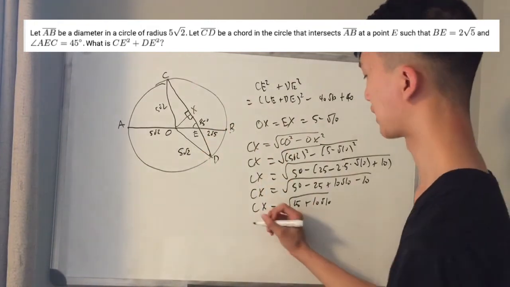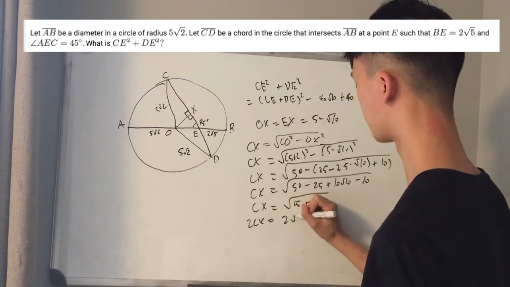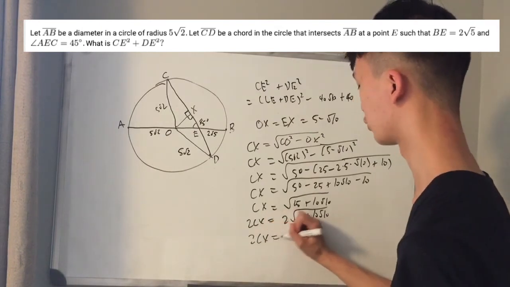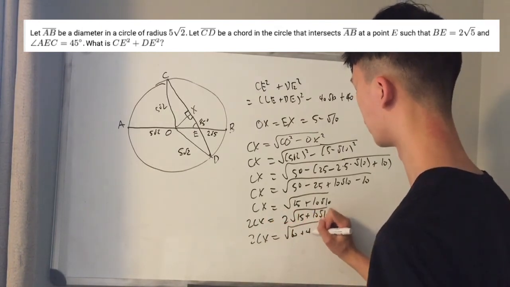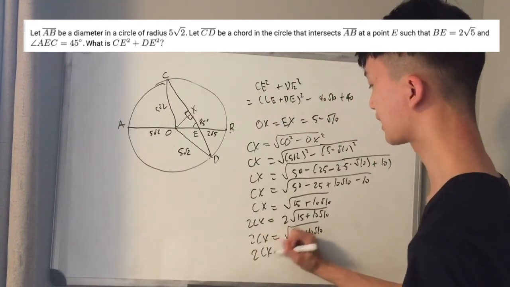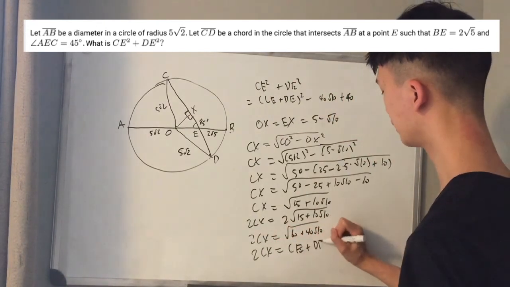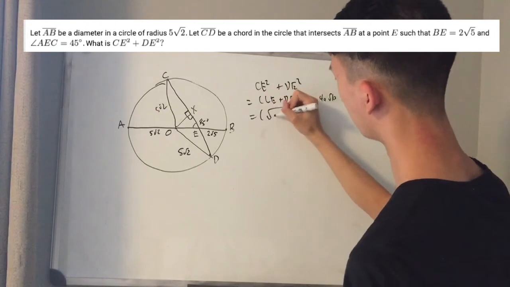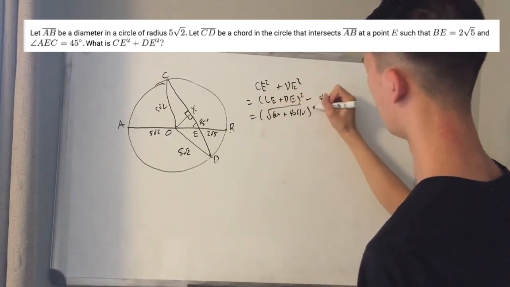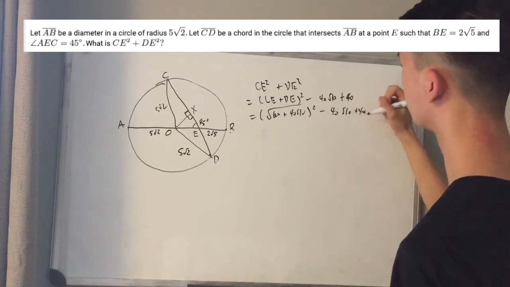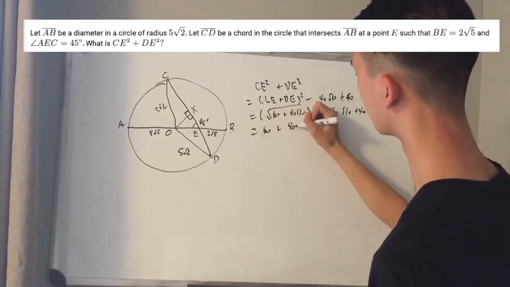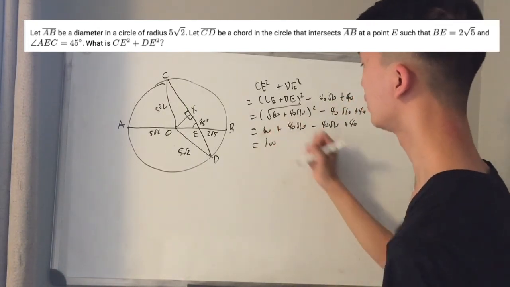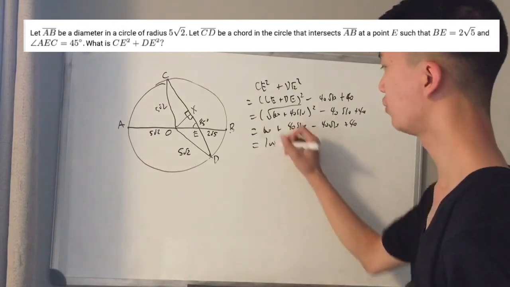So we get 2CX is equal to 2 times the square root of 15 plus 10 root 10. Distributing the 2, we get that 2CX is equal to the square root of 60 plus 40 root 10. And since 2CX is equal to CE plus DE, we can then substitute the square root of 60 plus 40 root 10 up here. And so the square root of 60 plus 40 root 10 all squared minus 40 root 10 plus 40. This is equal to 60 plus 40 root 10 minus 40 root 10 plus 40. And so the answer we are left with is 100, since these two 40 root 10s cancel out. And so we are done.